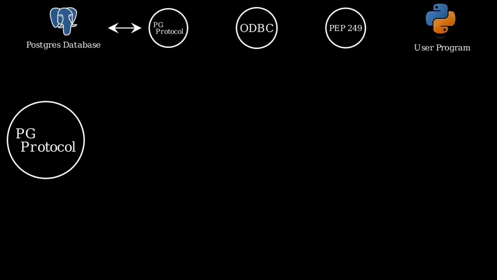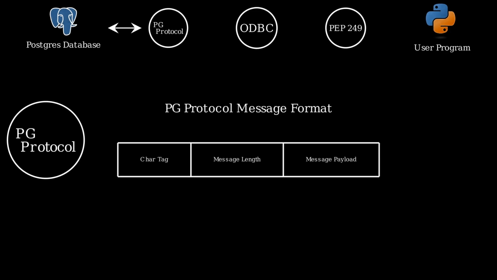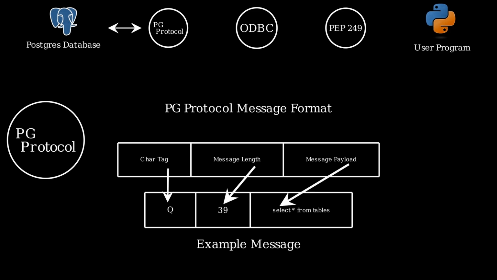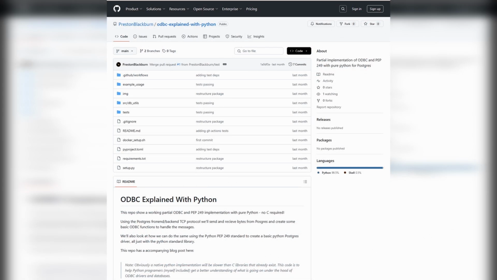First, let's take a look at the Postgres protocol. To communicate with our Postgres database, we need to send messages over TCP from our app to the database. These messages need to follow the Postgres protocol. Two main phases of operation have a separate message format. The second normal operation phase has a character tag, message length, and message payload. We'll just focus on the message payload section, but you can check out the full code on GitHub if you want to dig into other parts.